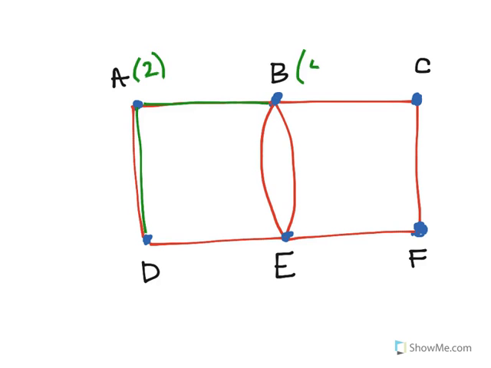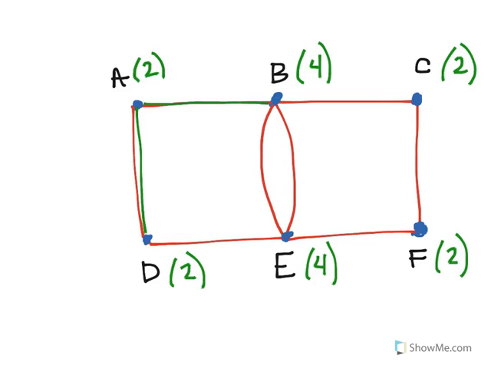B has a degree of 4. Vertex C has a degree of 2. Vertex D also has a degree of 2. E has a degree of 4. And vertex F also has a degree of 2. Please pause this video and confirm these degree counts on your own. Because each of our vertices has an even degree, there is an Euler circuit possible.